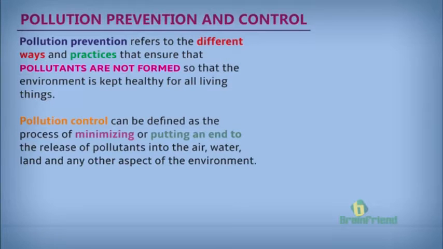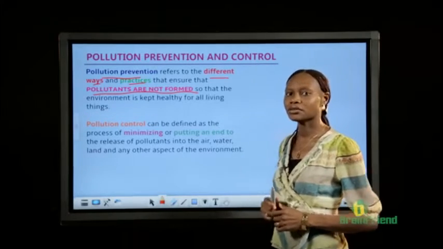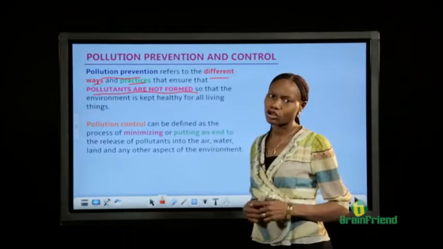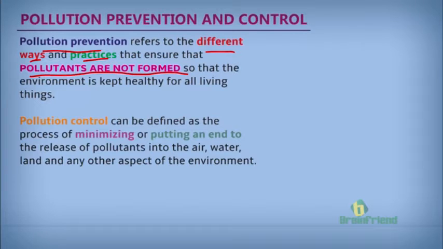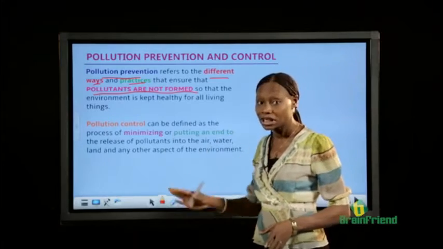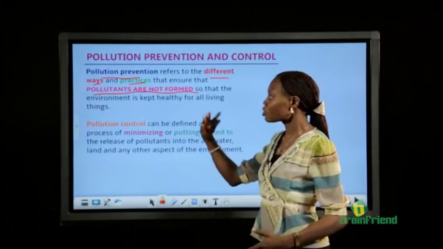What then do we do about this pollution? One thing we can do is to prevent it. It brings us to pollution prevention. What does pollution prevention mean? It refers to the different ways and practices that ensure that pollutants are not formed so that the environment is kept safe and clean for us. But this will be a little difficult to do because each and every other day, human activities generate waste products. Industries generate waste products. Pollution prevention looks at not forming these pollutants at all. Remember that if there are no pollutants, then there is no pollution at all. But how do we work in a way that will not create pollutants?